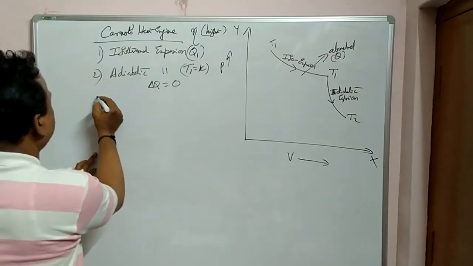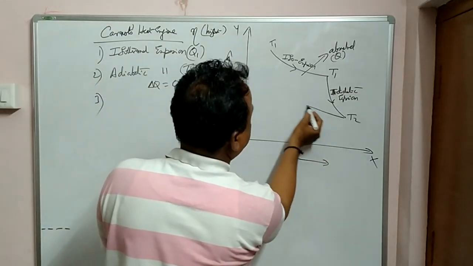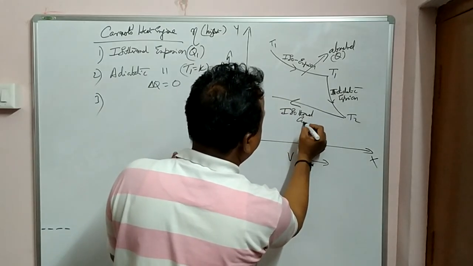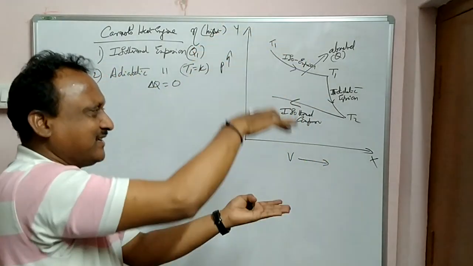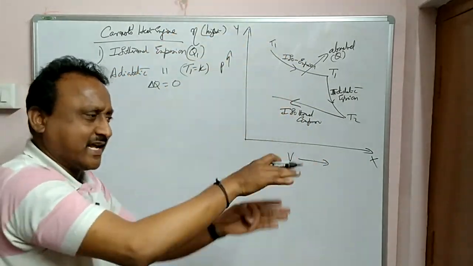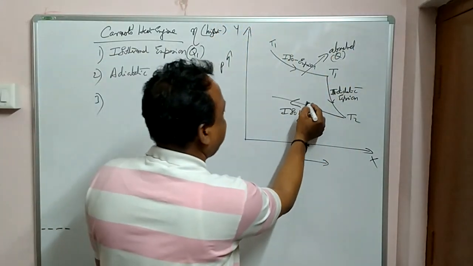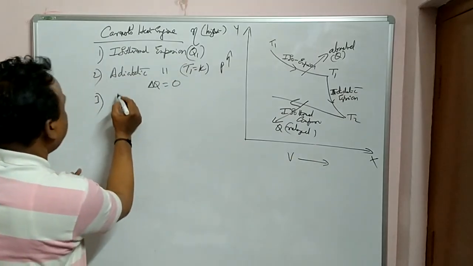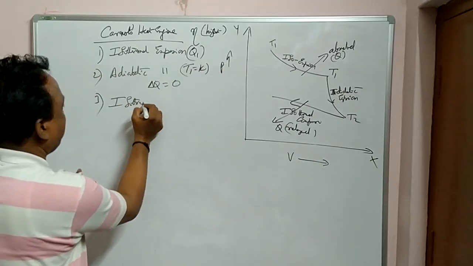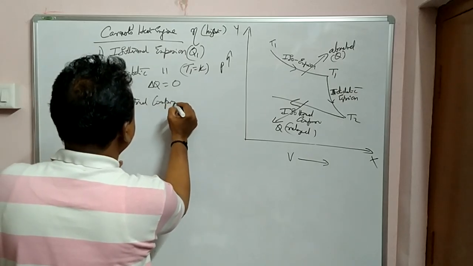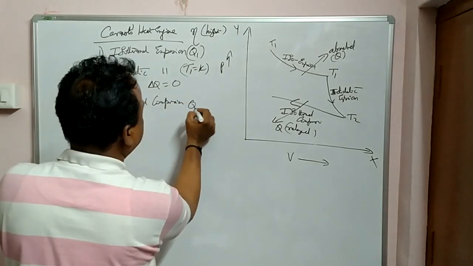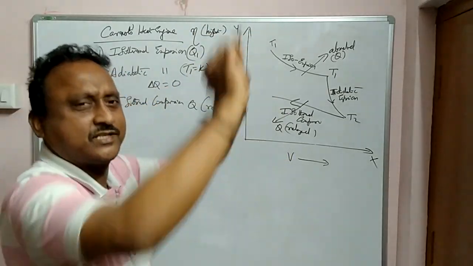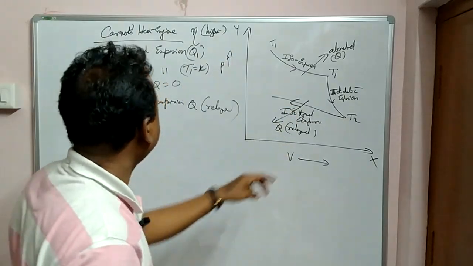Third one, isothermal compression. Isothermal compression means the gas is compressed. When the gas is compressed, temperature is constant and heat is released. So here heat is released, Q is released. So the next one, the third process, isothermal compression. Here heat is released, because the gas is compressed continuously, volume is decreasing, and it shows in the form of heat release.